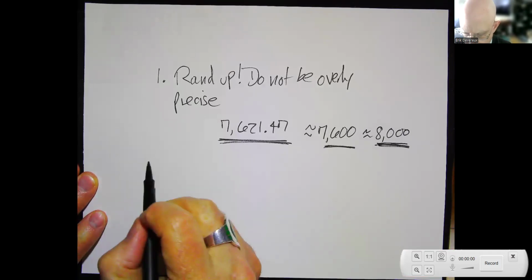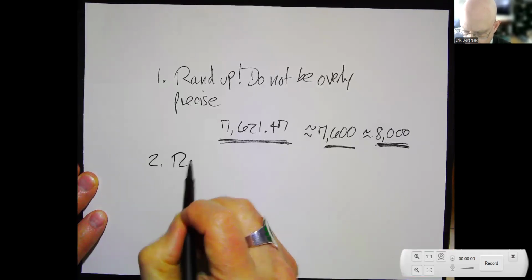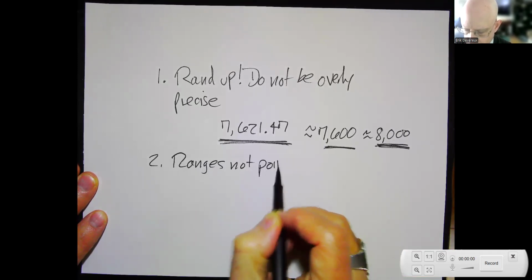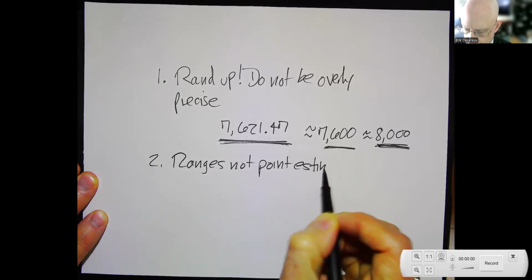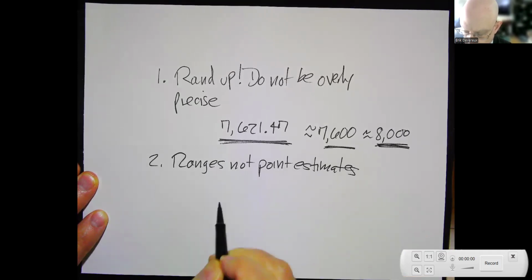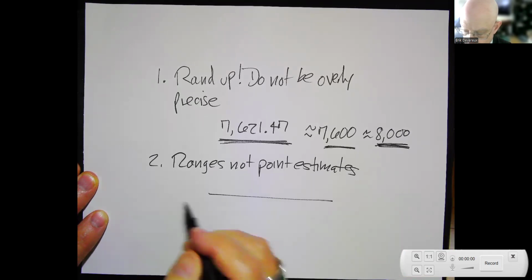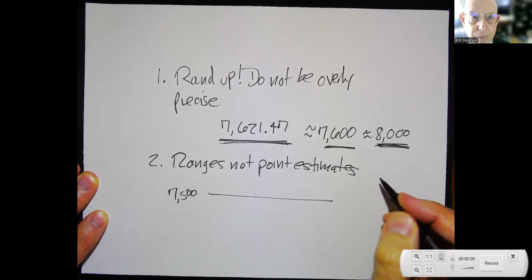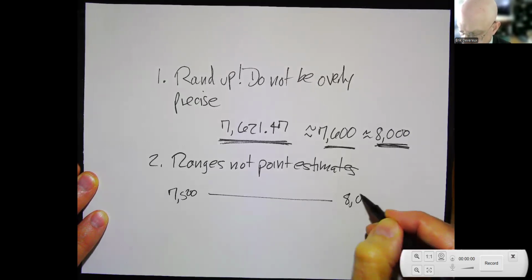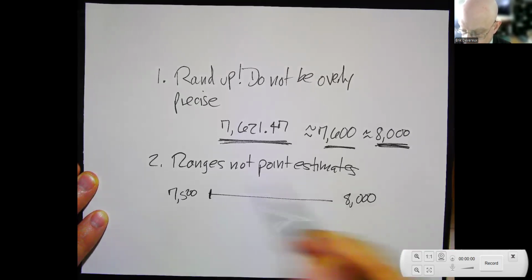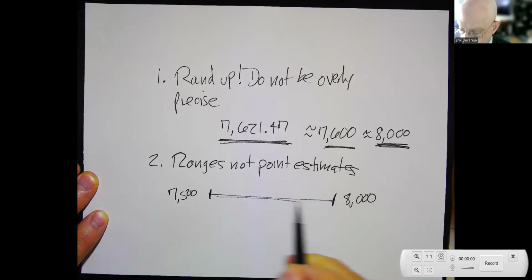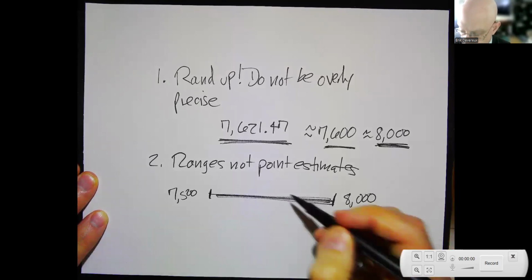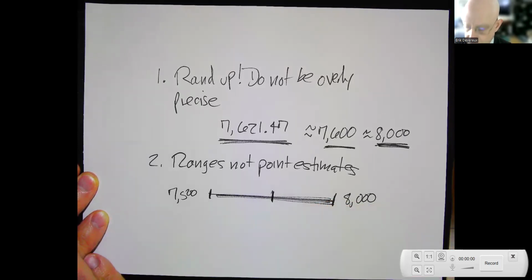But the other thing is, let's focus on ranges, not point estimates. Okay, it's much more important to give people a sense of the range. The range actually is from 7,500 to 8,000. Okay, that is the range. 7,500 to 8,000 is the range. Based on what we were able to calculate here, this seems the most likely range that we would be in. Here's the middle point if you want to know what that looks like.